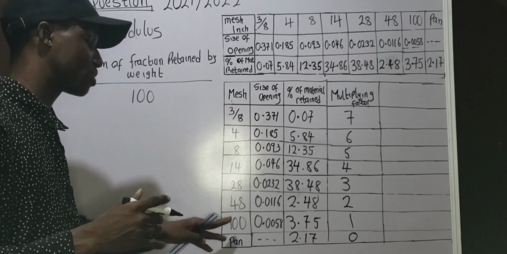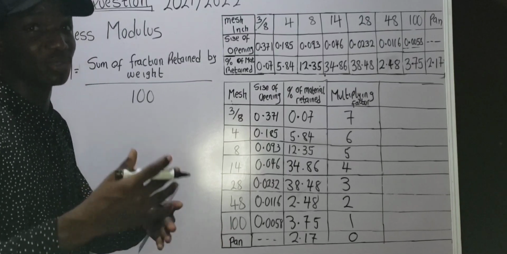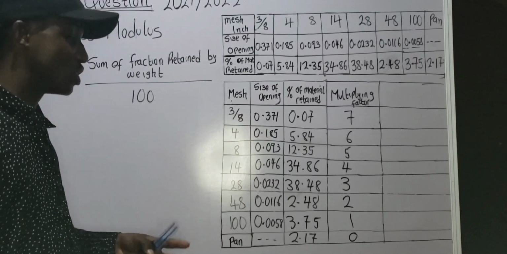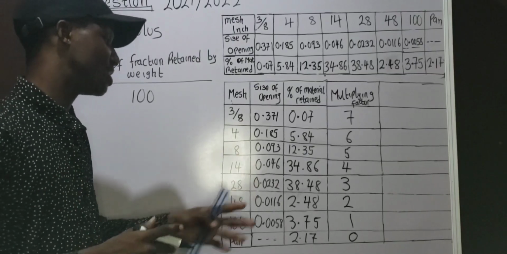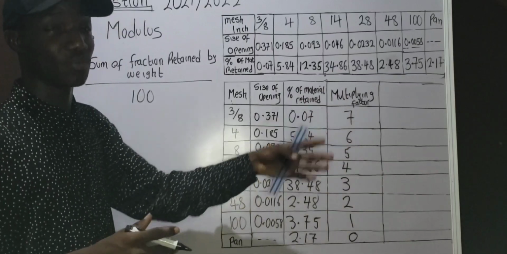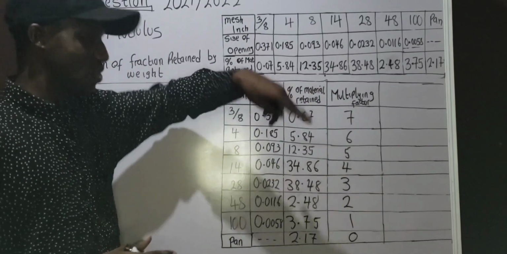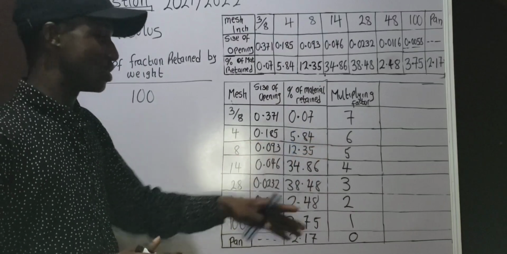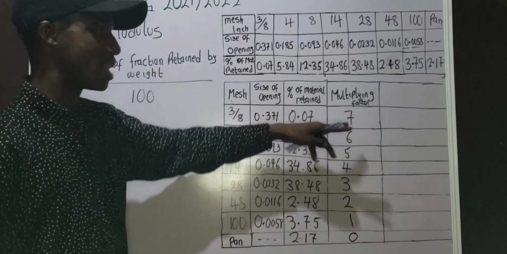Because peradventure you might not be given 100 as the last mesh. You might be given maybe another mesh, like 200. So just know that the pan will take a multiplying factor of 0, then the next mesh will be 1. Then you proceed up to the number of meshes that you have. So if you have another mesh after 3/8, you put 8. But I'm having 3/8 as the last mesh. That's why I stop at 7.